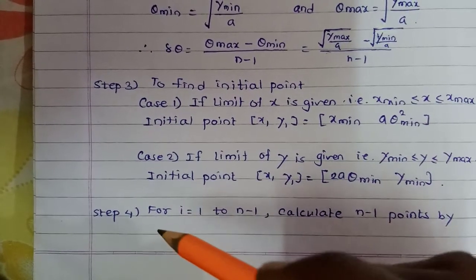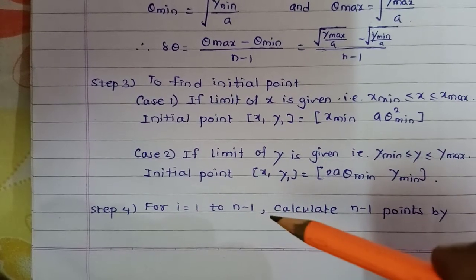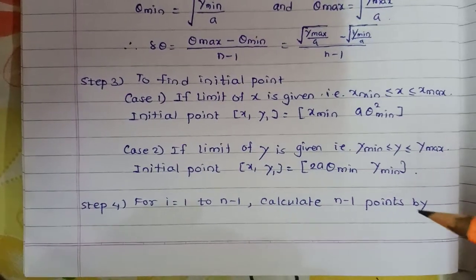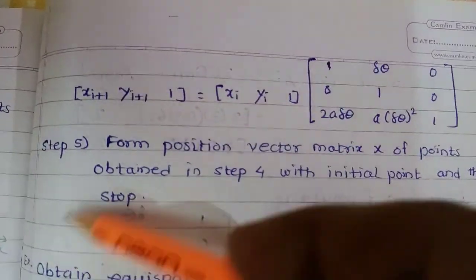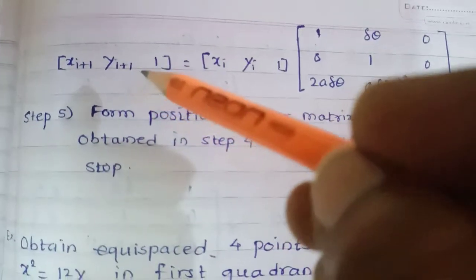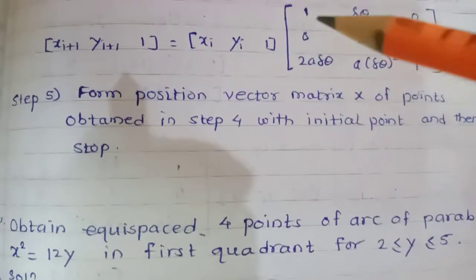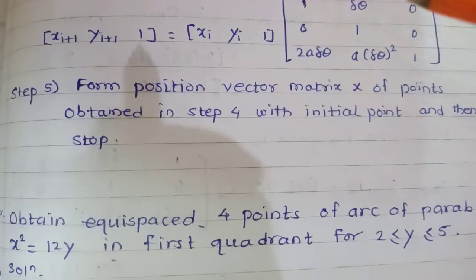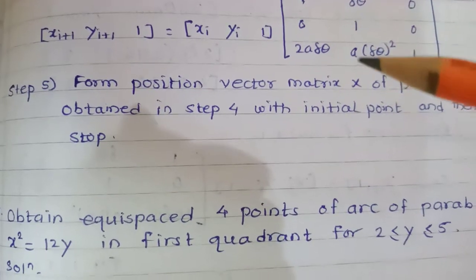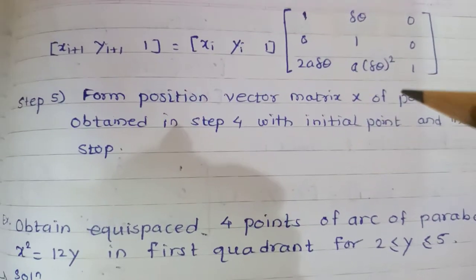So step 4 is for i equal to 1 to n minus 1. We calculate the remaining n minus 1 points by using our recursive formula: x of i plus 1, y of i plus 1, 1 is equal to x i, y i, 1 times the matrix with rows 1 0 2a delta theta, 1 a delta theta squared 0, and 0 0 1.